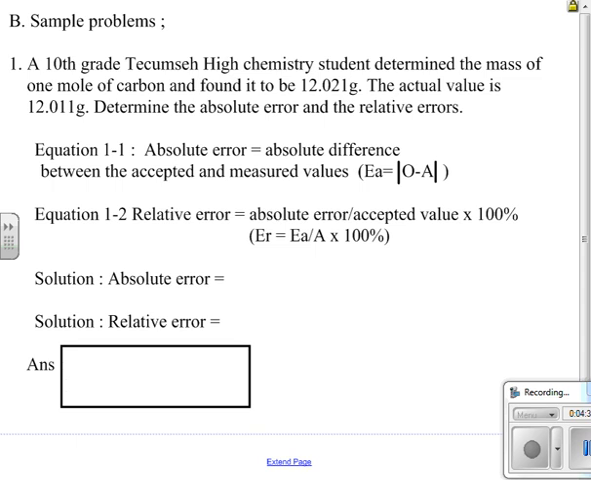Okay, let's go through a couple sample problems here. We're going to first calculate what is called error. Error is a measure of accuracy. Again, accuracy and precision are 2 different things. You measure accuracy with error. You measure precision with deviation.